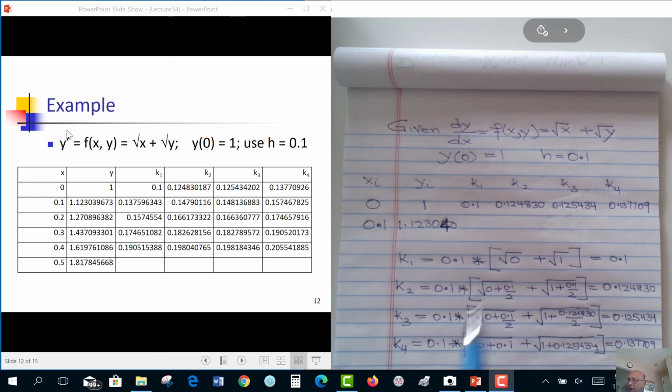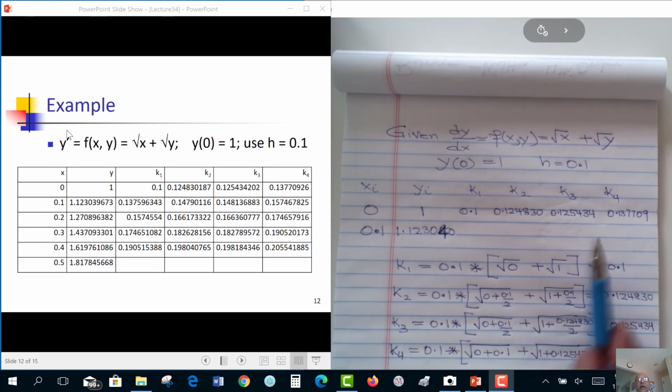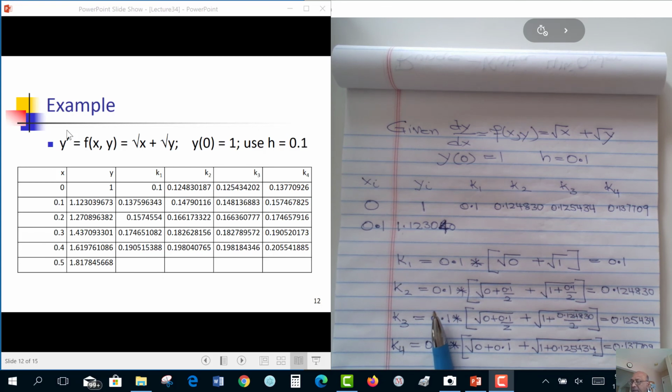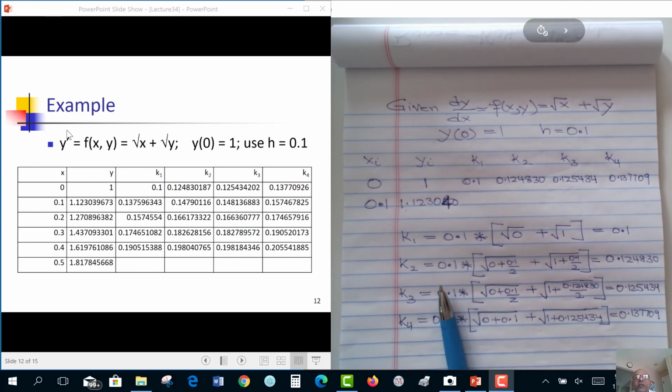Okay, so I would like you to do a couple more iterations. See if you can match my answers. I'm keeping more digits, but you can round them up to 6 digits. Okay.